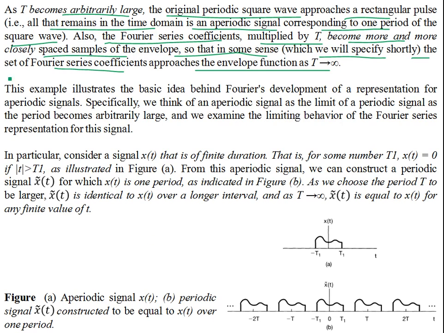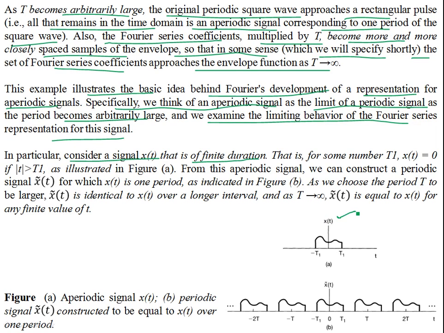Okay, so this example illustrates the basic idea behind Fourier's development of representation for aperiodic signals. Specifically, we think of an aperiodic signal as the limit of a periodic signal as the period becomes arbitrarily large. And we examine the limiting behavior of Fourier series representation for this signal. So in particular, consider a signal x(t) that is of finite duration. Over here, x(t) is a finite duration signal now, and that is for some number T1. It's finite, okay. So x(t) is 0 beyond T1 as illustrated in figure A.